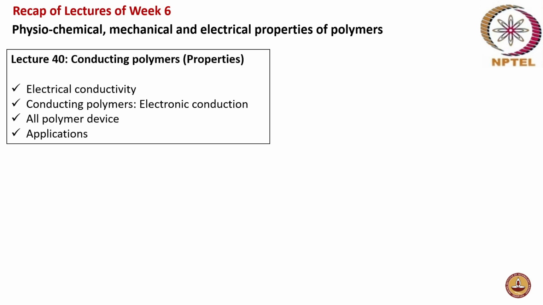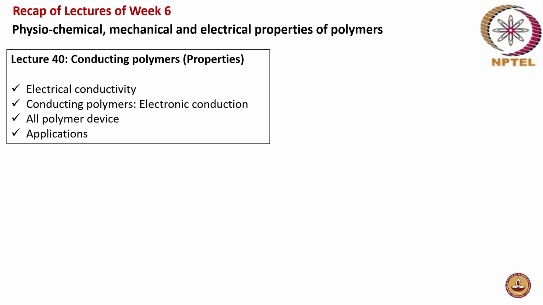Next, lecture 40 was on conducting polymers. The overall electrical conductivity was discussed. What causes the conductivity in the case of metals? In metals, there is electrical conductivity due to electronic conduction, due to delocalized electrons. There is a movement from the valence band to the conduction band, and the electrons are free to move. That is how electrical conductivity happens in metallic materials.